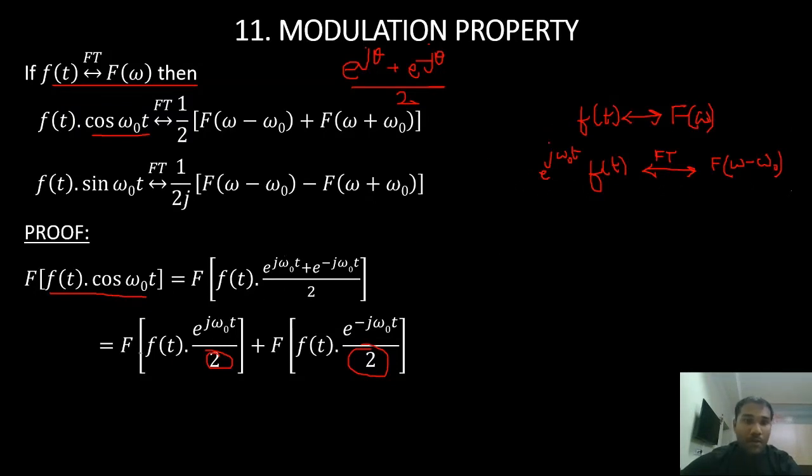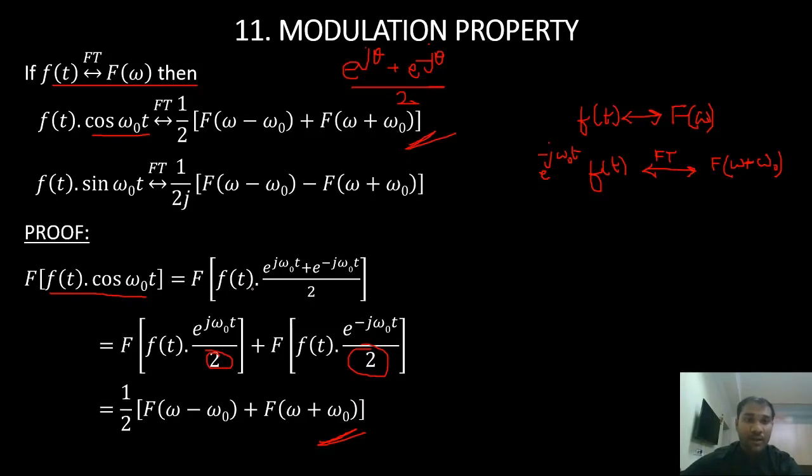So the Fourier transform of f of t into e power j omega naught t is nothing but f of omega minus omega naught. And this 1 by 2 is there here, so I'll take the 1 by 2 outside. So 1 by 2 into f of omega minus omega naught for this. And here we have minus j omega naught t. If I put minus here, this will become plus, right? Very simple. So for the second term, the Fourier transform is going to be f of omega plus omega naught. That is the modulation property, the first modulation property.